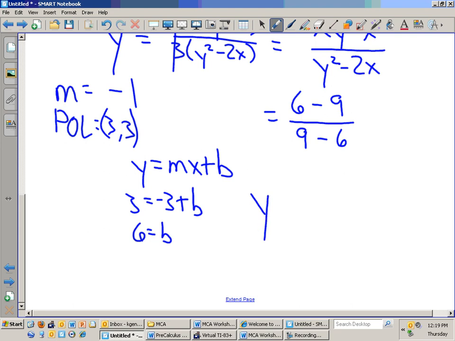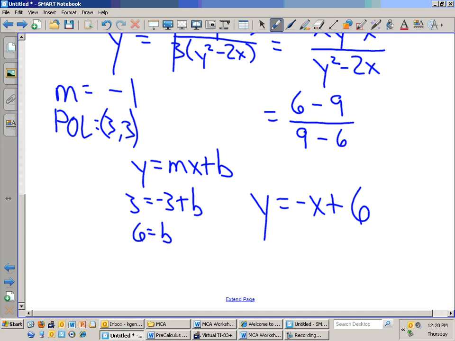Negative 1 times 3. So I did m is negative 1, x is 3, so negative 3. So we got y equals negative x plus 6. That would be the equation for the line tangent.